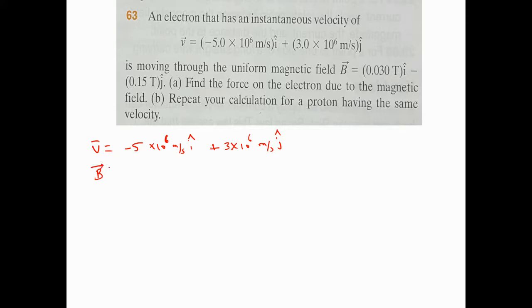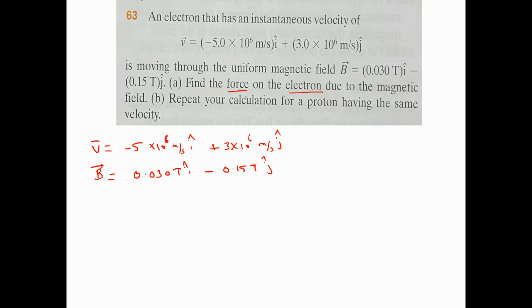That means my magnetic field equation is also given in vector form, which is nothing but 0.030 Tesla i cap, because Tesla is the unit for the magnetic field, minus 0.15 Tesla j cap. Now, listen carefully, we are going to find the force on the electron due to the magnetic field. Here they give the speed as well as the magnetic field.